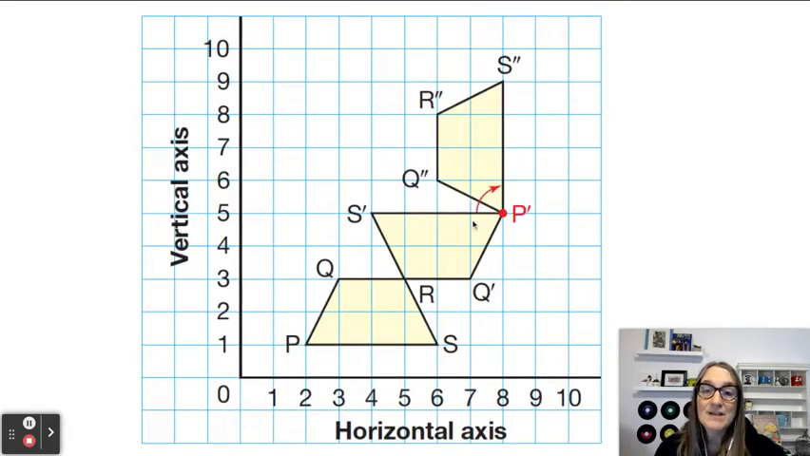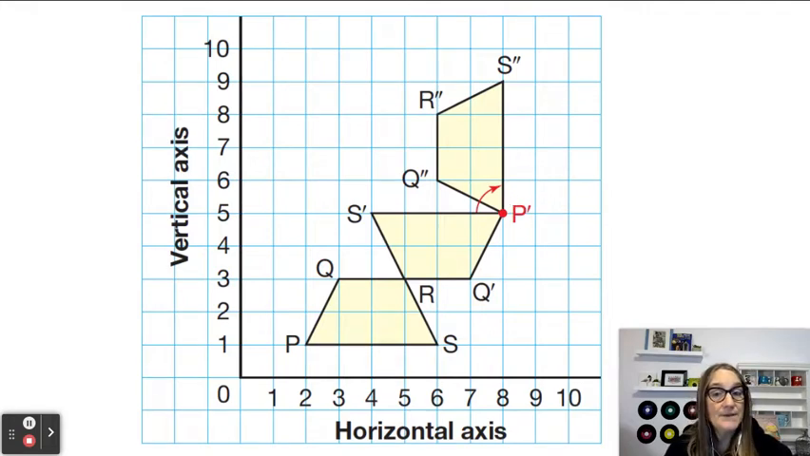Then the image of trapezoid P prime, Q prime, R, S prime is rotated 90 degrees clockwise about its top right vertex, P prime. The final image is called P prime, Q double prime, R double prime, S double prime. And in this case, since vertex P prime doesn't change, we don't refer to it as P double prime, we keep it as P prime.